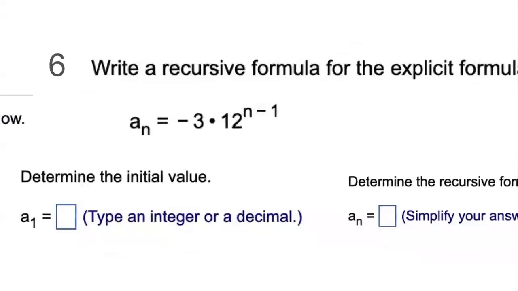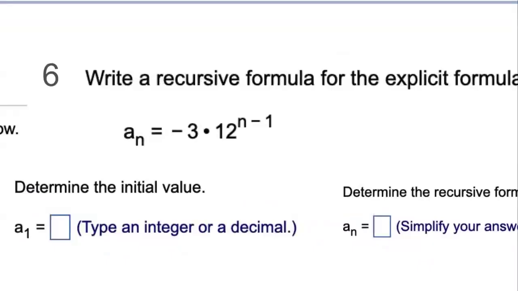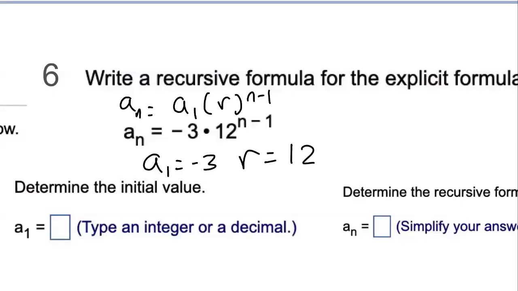For number 6, this is write a recursive formula for the explicit formula. Okay, so remember, for the explicit formula, we have a sub n equals a sub 1 times r to the power of n minus 1, right? The reason I put it on top is that it turns out my first term is actually -3. My common ratio is 12. So that means a sub 1 is -3.